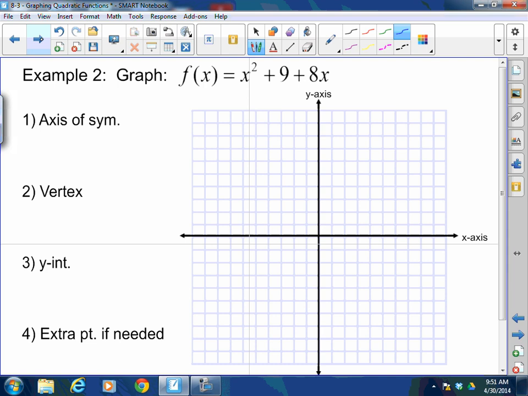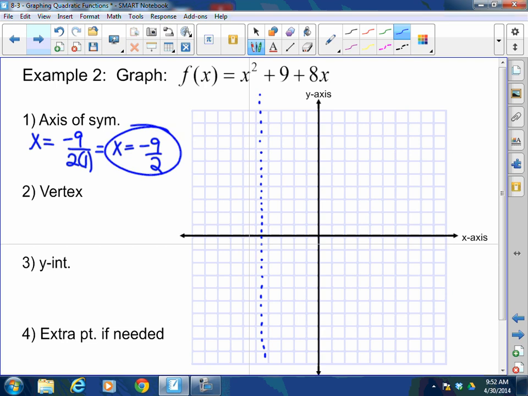First things first, axis of symmetry. So my x will equal, in this case, negative b over 2a. Yes, it's not always going to be pretty. So that's negative 9 halves. Negative 9 halves is negative 4.5. So I'm going to go ahead and graph my axis of symmetry. Negative 1, 2, 3, 4.5. So it's roughly there. Is this 100% accurate? No, but will it work for our tests and quizzes? Yes, because I labeled it.